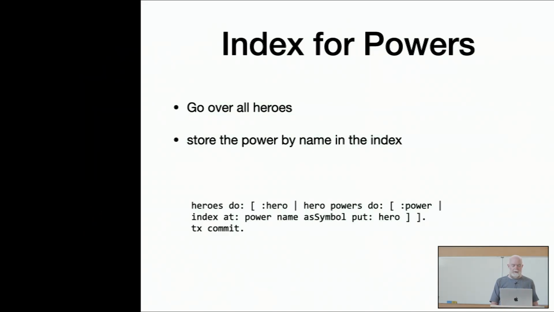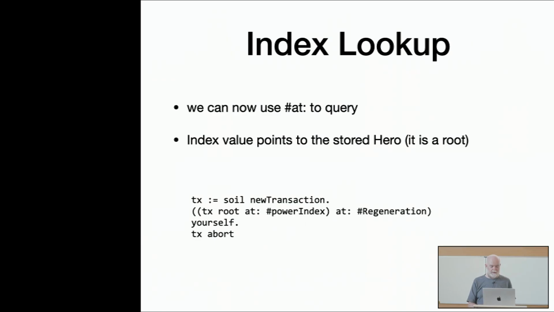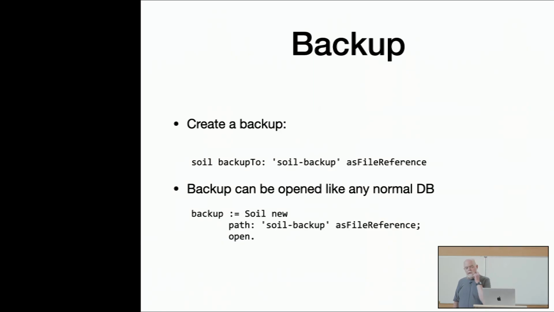So that is indexing as we have implemented it until now. This is the index lookup. We saw that already. I want to show a little bit more things that Soil has. One thing that we implemented is backup, so you can actually programmatically create a backup of your database with just Soil backup, and then you give a file reference, and this copies your database over to a second database, and then you can open it like any other database, and it's a full backup.